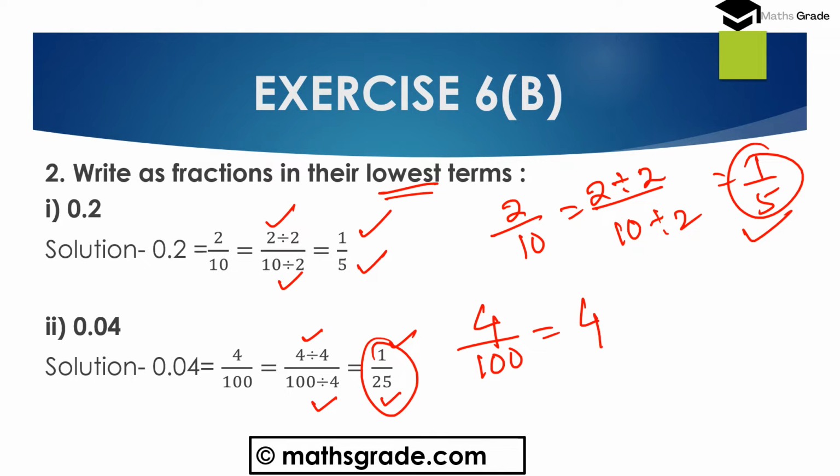1 divided by 25 is in the simplest form. It is in the lowest term. So 1 divided by 25 is the lowest term of the decimal 0.04. So 0.2 is 2 divided by 10, that is 1 divided by 5, and 0.04 is 4 divided by 100, that is 1 divided by 25. This is in the lowest term or simplest term.